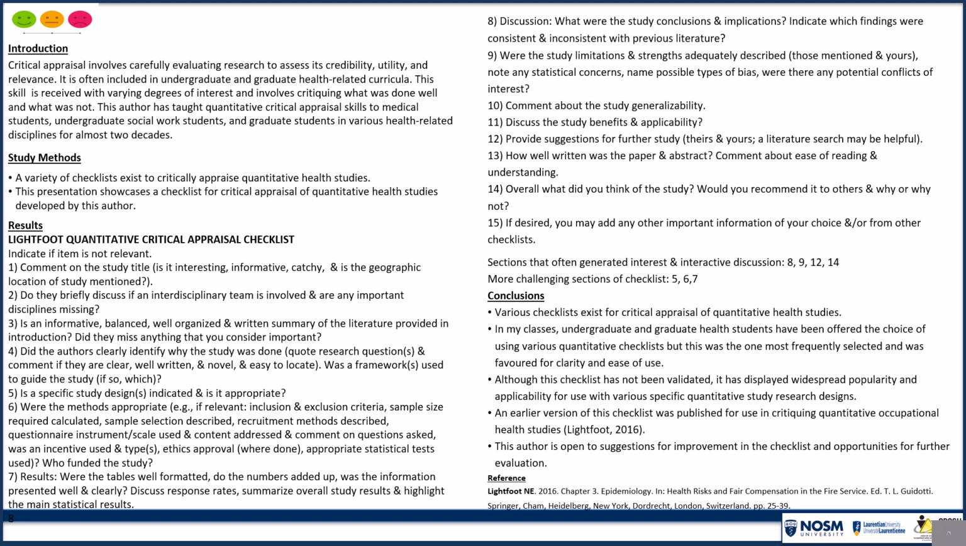For the results, were the tables well formatted? Do the numbers add up? Was the information presented well and clearly? Discuss response rates, summarize overall study results, and highlight the main statistical results.